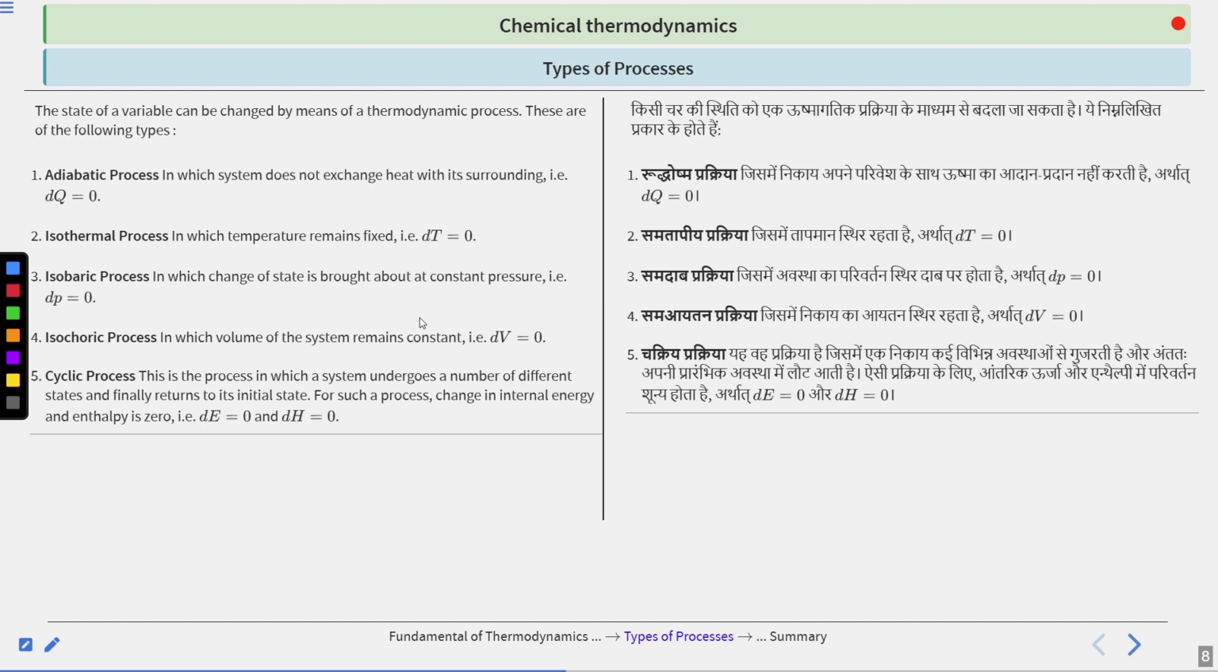Suppose you are starting from pressure P1, V1, T1, internal energy U1, and H1, which is the enthalpy. Now, when you end your cyclic process, the value of your pressure, volume and temperature will be the same, that is P1, V1, T1, internal energy U1 and enthalpy H1. So all of these will have the same values. There will be no change in that. So those types of processes are called cyclic processes.